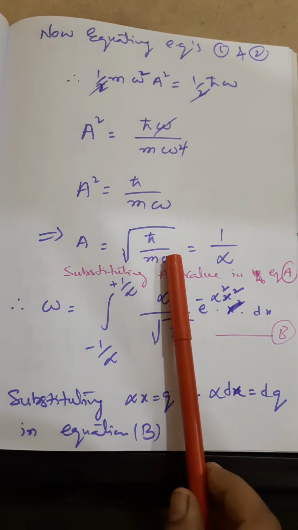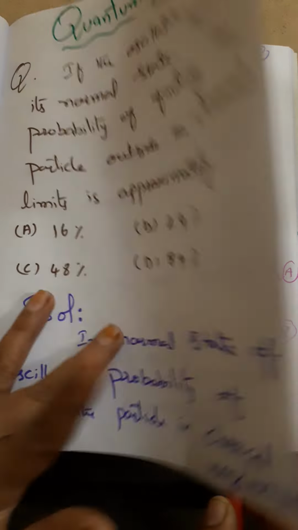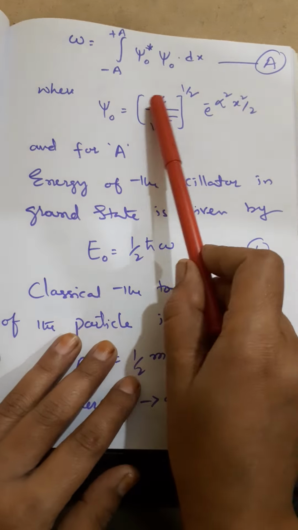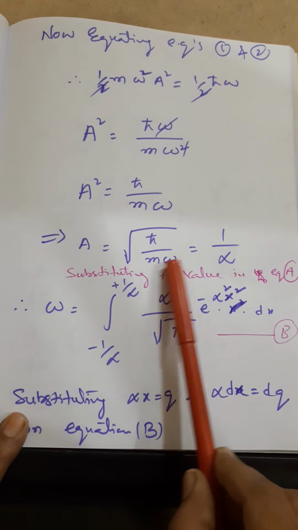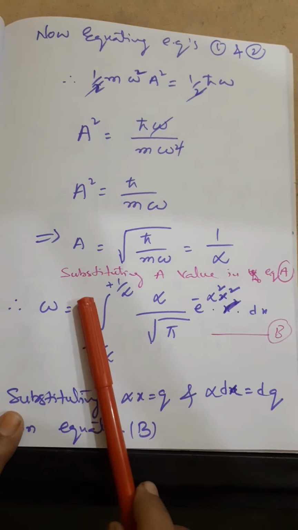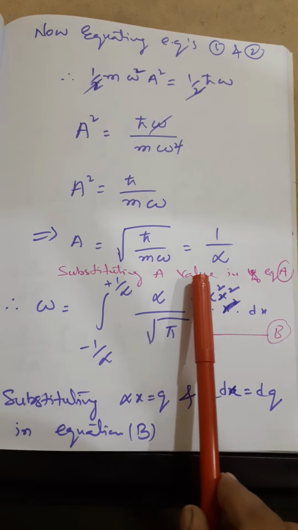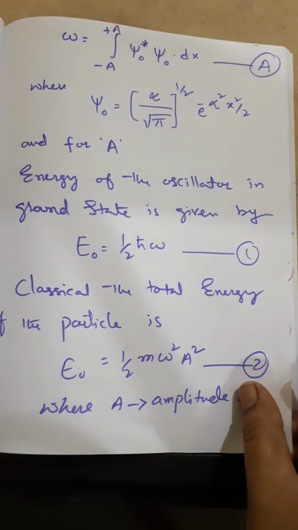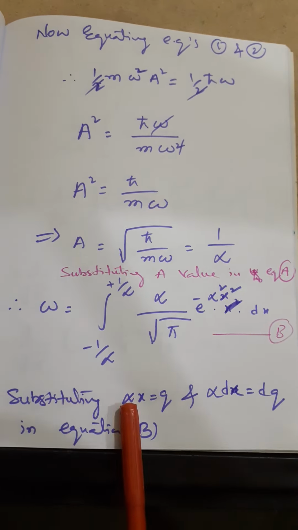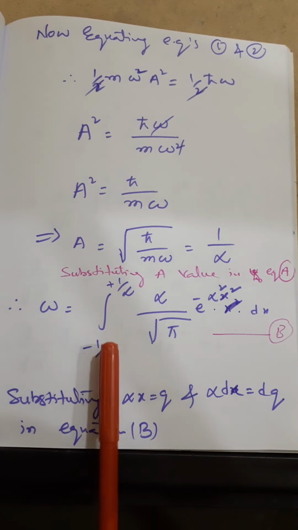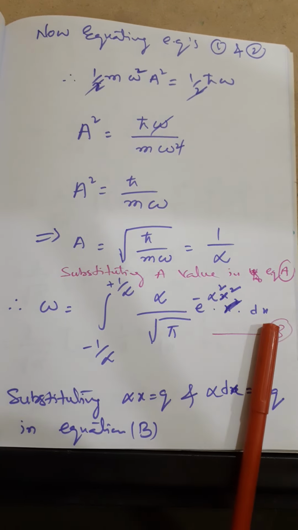These constants can be replaced by one single constant, that is 1 by alpha. Here in this equation we need the form of alpha only, so we make a equal to under root of h bar by m omega, equal to 1 by alpha. Now substituting the value of a in the equation for the probability, that is psi naught star psi naught, the limits become minus 1 by alpha to plus 1 by alpha, alpha by root pi, e to the power of minus alpha square x square into dx.